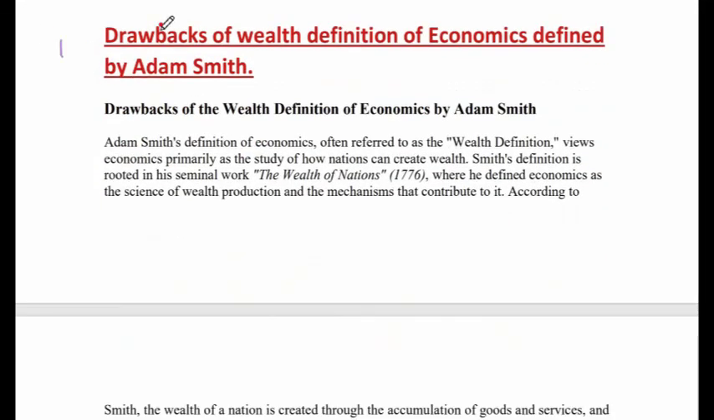Next, let's look at the drawbacks of the wealth definition of economics defined by Adam Smith. Adam Smith's definition of economics, often referred to as the wealth definition, views economics primarily as the study of how nations can create wealth. Smith's definition is rooted in his seminal work, The Wealth of Nations, where he defined economics as the science of wealth production, and the mechanisms that contribute to it.